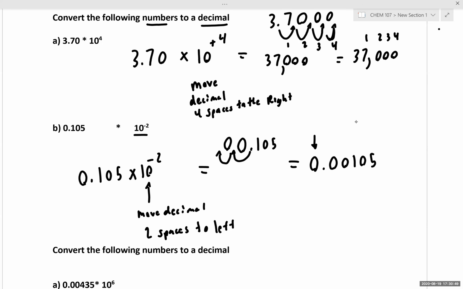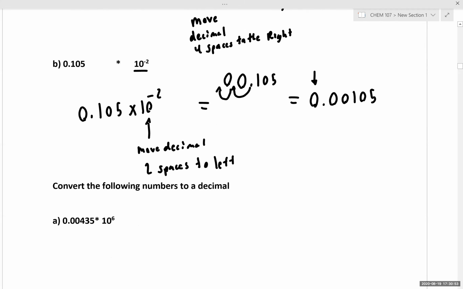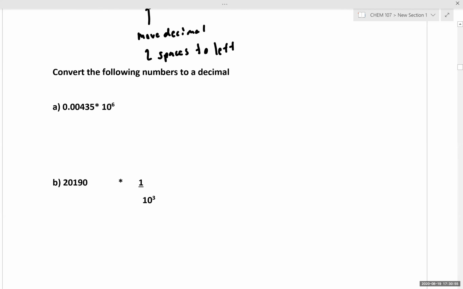So now that we've seen some representative examples, let's take a moment and try to convert the following numbers to a decimal. So let's look at examples A and B. Let's take about 4 minutes to work on these two examples. And don't be shy to share your responses in the chat or to unmute and share your responses verbally.